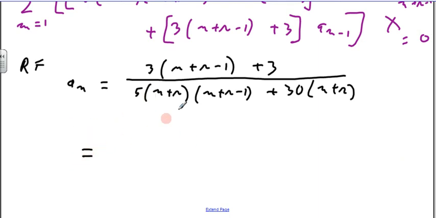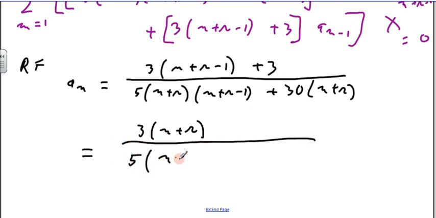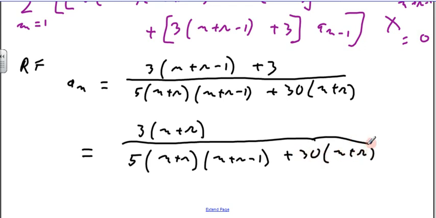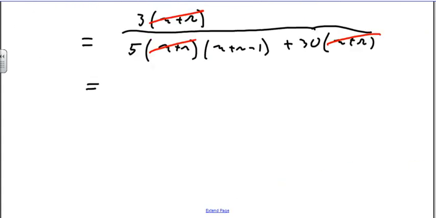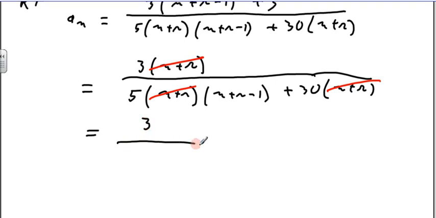Okay, so I'll do some algebra. Multiply through by 3. I have 3 n plus r plus 3 minus 3. That goes away. On the bottom I have 5 n plus r times n plus r minus 1 plus 30 n plus r. And I see that I have the n plus r in all my terms, so I can get rid of it. So I end up with 3 divided by 5 n plus r plus 25.